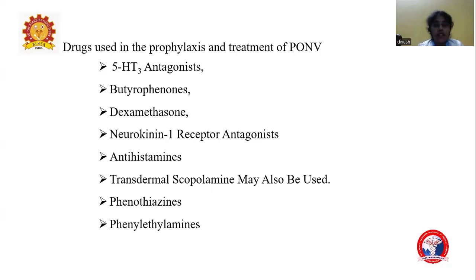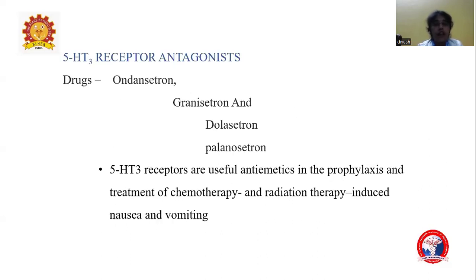The drugs used in the prophylaxis and treatment of post-op nausea and vomiting are 5-HT3 receptor antagonists, butyrophenone, dexamethasone, neurokinin 1 receptor antagonists, antihistamines, transdermal scopolamine, phenothiazines, and phenylethylamines. The most commonly used drug is a 5-HT3 receptor antagonist. The drugs under this class are ondansetron, granisetron, dolasetron, and palonosetron.